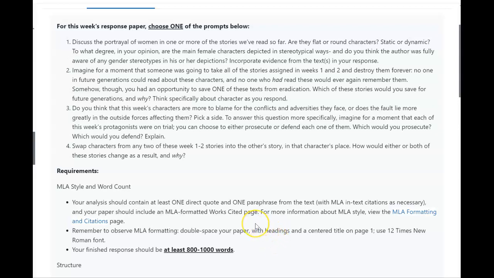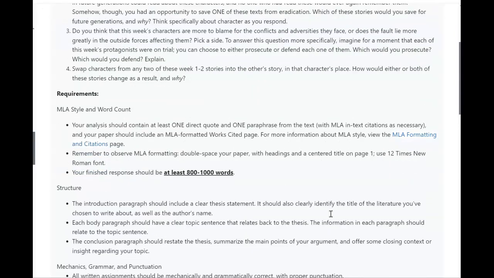And everything that you write for this class, and you guys have already started to do a really good job in the discussion forums, uses the works cited. There is a resource in the course itself to help you with that, and you can see the link right there. All right, so your finished response is going to be 800 to 1,000 words, which is about a 2-page essay, usually between 5 and 7 paragraphs.